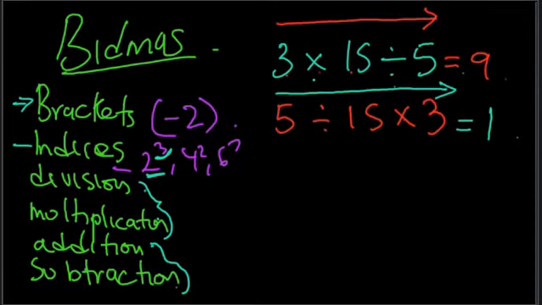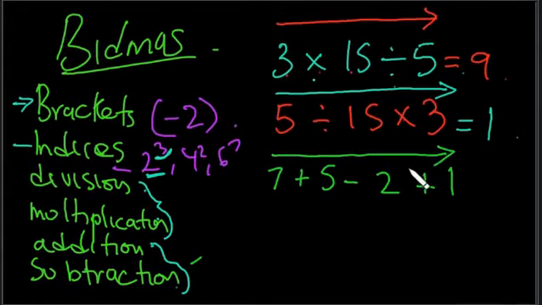So let's take some addition and subtraction. Let's say I had 7 plus 5 minus 2 plus 1. Again, we have addition and subtraction. They both share the same precedence. And so I'm going to start my calculation going from the left to the right. And so that 7 plus 5 is 12, minus 2 is 10, plus 1 is 11.